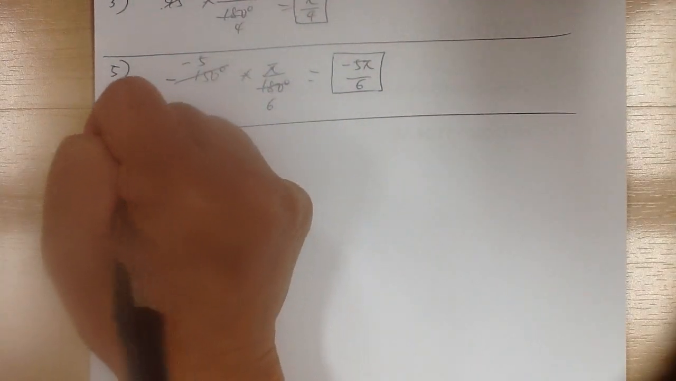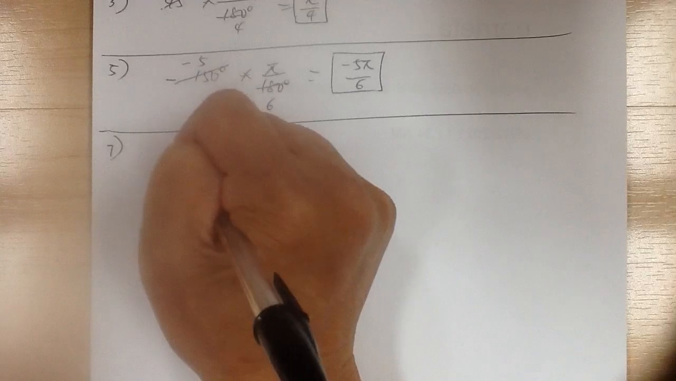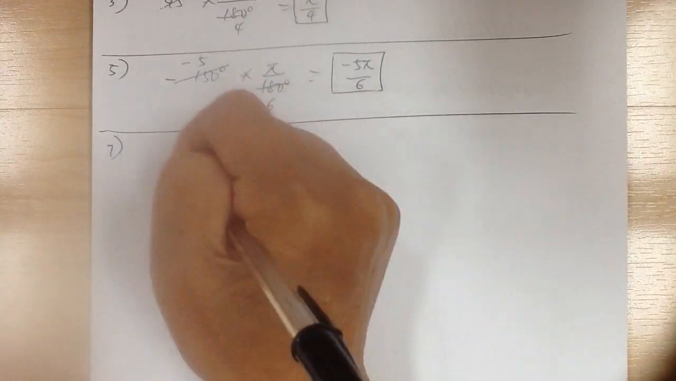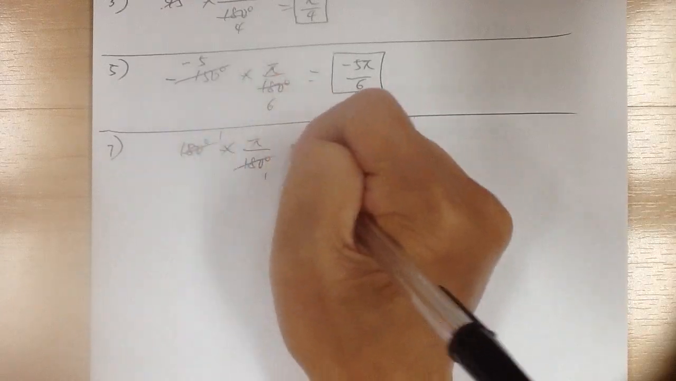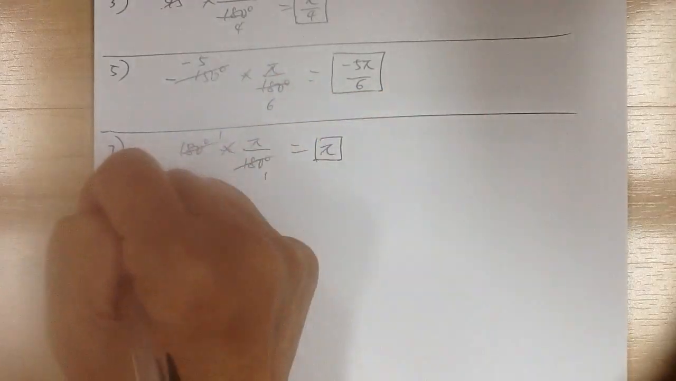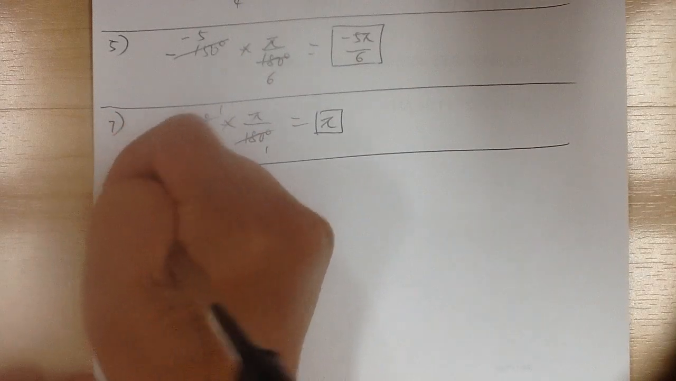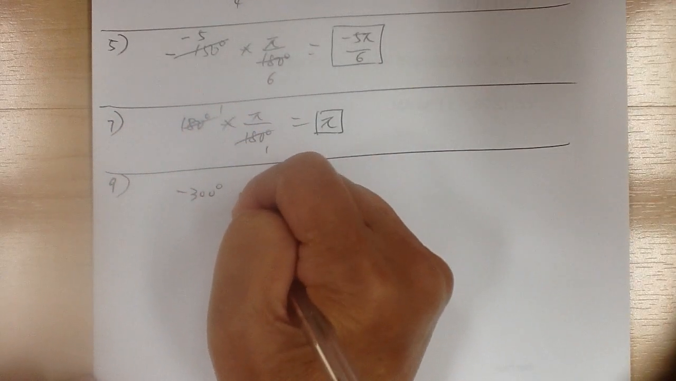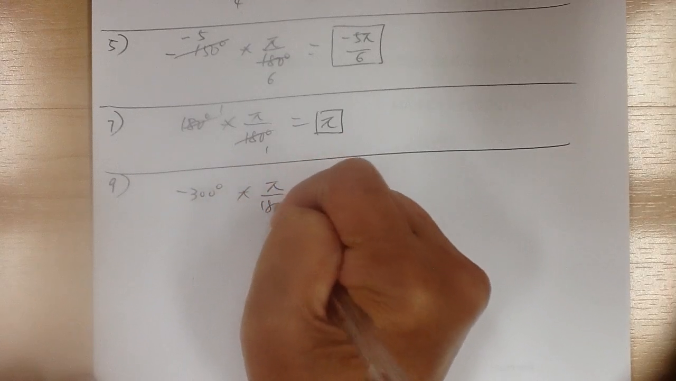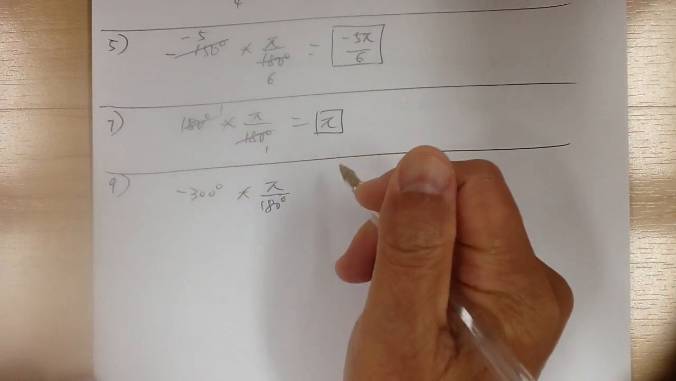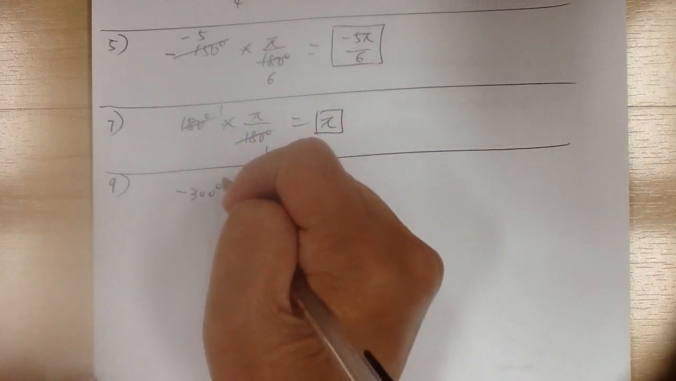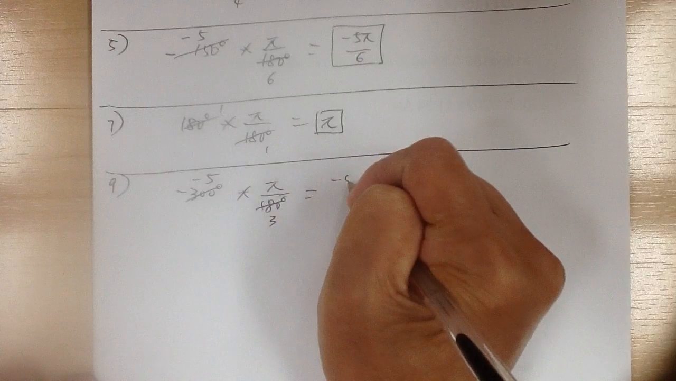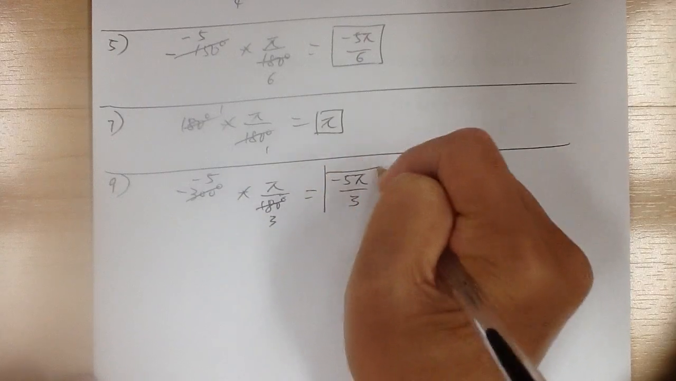Okay, number 7, 180 degrees. Then you times it by pi over 180 degrees. So this cancels out. So equal to pi. Okay, number 9, negative 300 degrees. So multiply by pi over 180 degrees. You can divide by 60, so you get negative 5. Divide by 60, you get 3. So this is equal to negative 5 pi over 3.